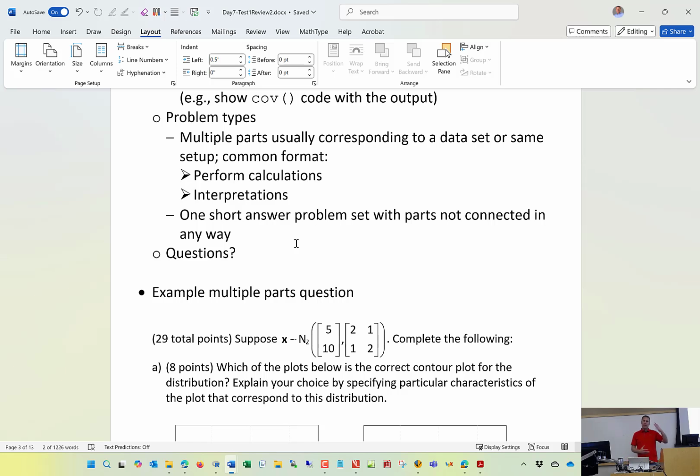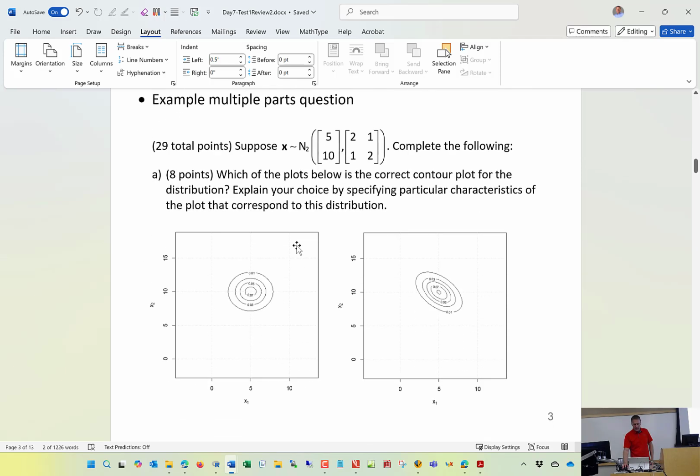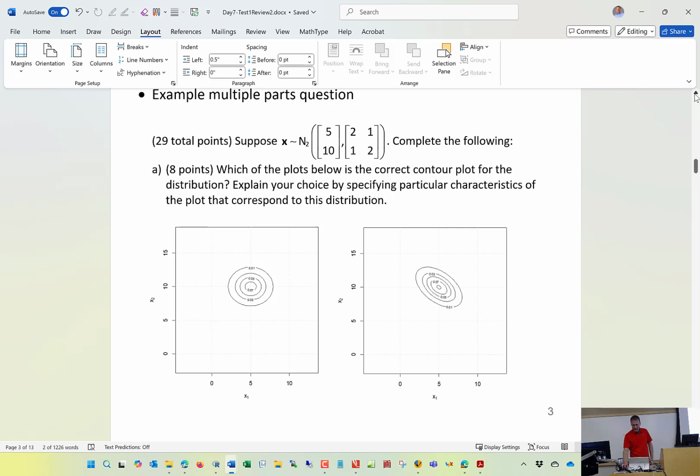And then my last problem on the test is always a short answer problem set, where there might be, let's say, parts A through D, or maybe A through F, or whatever, where each part is not interconnected in any way. They're totally separate from one another. These kinds of problems help me narrow down certain specific things I want to assess of students. So let's take a look at an example problem that I've actually given before on a test in this class.